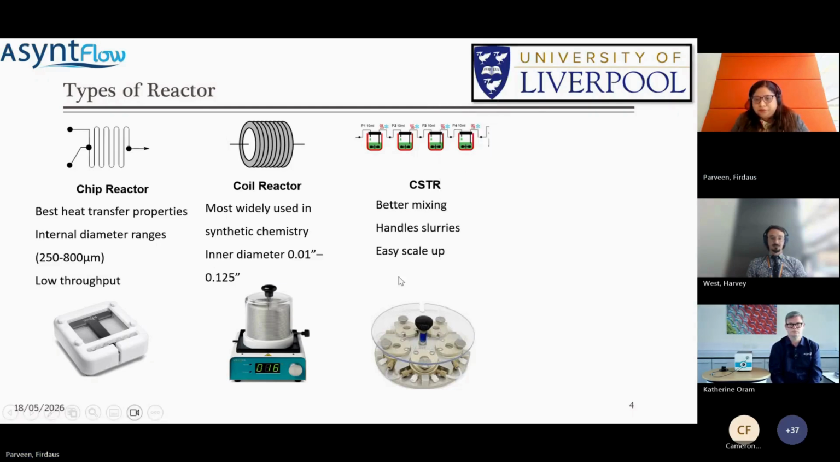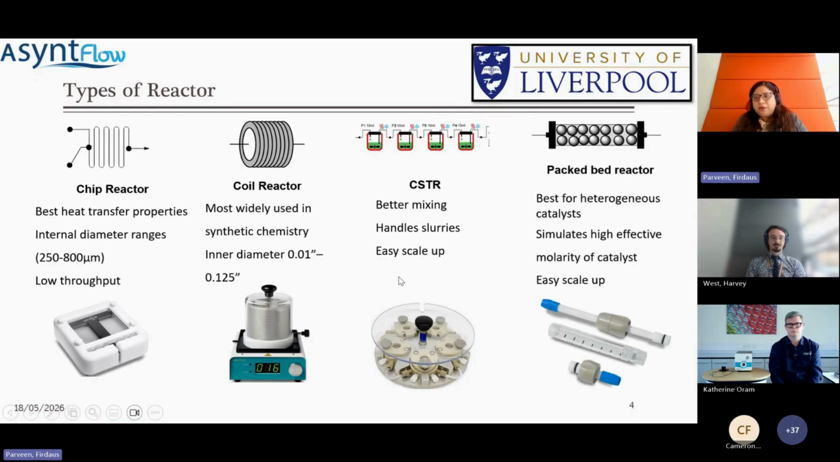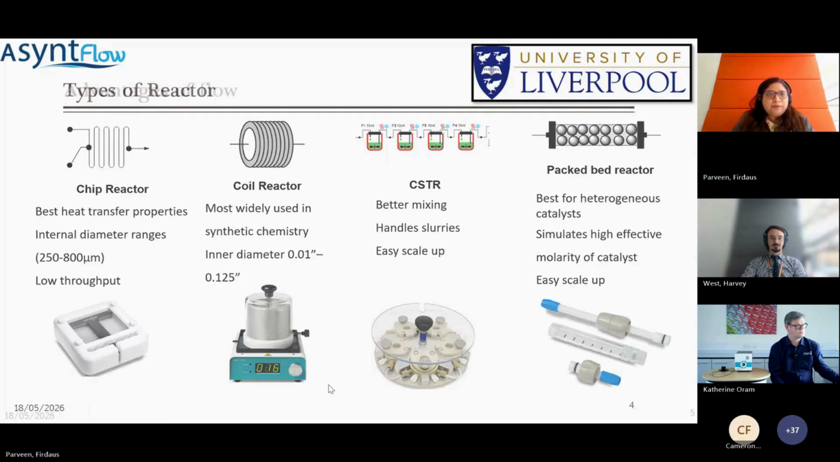Further, you can have a packed bed reactor. They are good for catalysis applications, especially for heterogeneous catalysts. You can pack your material inside this Omnifit column, and it simulates a very high effective molarity of catalyst, and they are easy to scale up as well. And all these reactors can be found from Asynt.